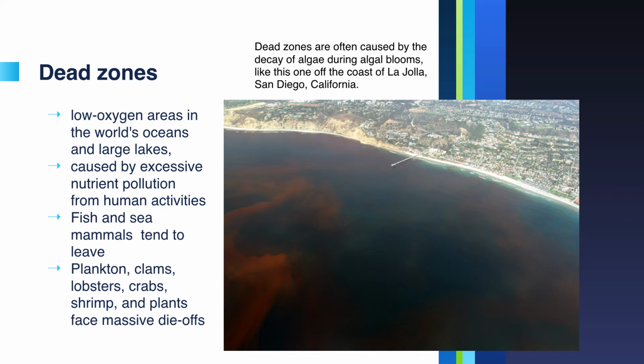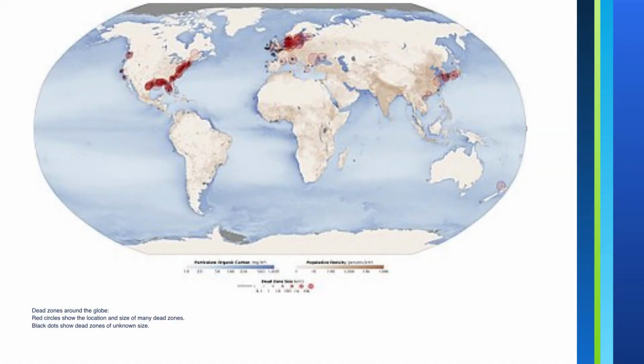This is not just a problem in the United States, but a problem across the globe. Every red area is a known dead zone. The black dots are dead zones that have been observed but not measured for how large they are. So they happen across the Gulf of Mexico, the eastern seaboard, the Pacific Northwest, but also in Europe along the Baltic Sea and in the northern shores of Ireland.